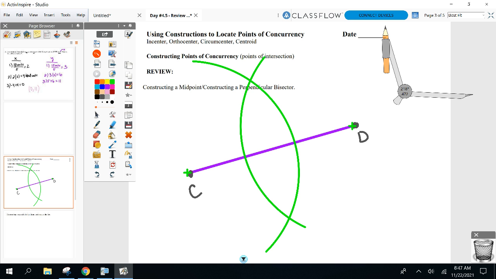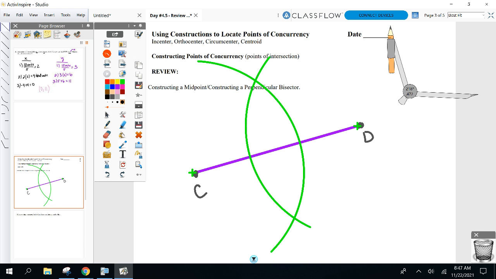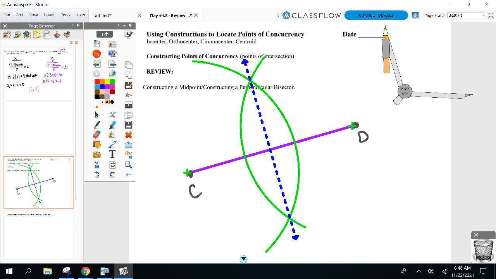Line up the straight edge. Draw my line through. All right, just so we know what we've done here, what's this line right here I just drew in with my straight edge? What's that? That's your perpendicular bisector. And then where it went through on CD is your midpoint.